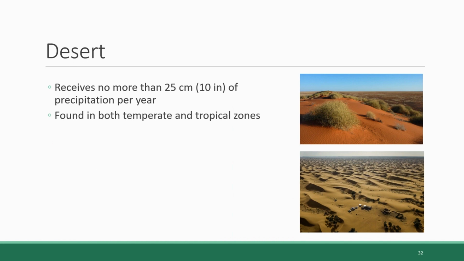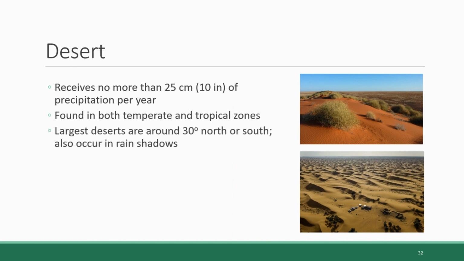As we talked about in our last section, the largest deserts occur around 30 degrees north or south due to the effect of the Hadley convection cells. The top photo is of the Simpson Desert in Australia, which is an example of this phenomenon in the southern hemisphere. It's right around 30 degrees south. And then the bottom photo is of the Gobi Desert in China, which is an example of a very large desert occurring around 30 degrees in the northern hemisphere. And deserts can also occur in rain shadows of large mountain ranges.